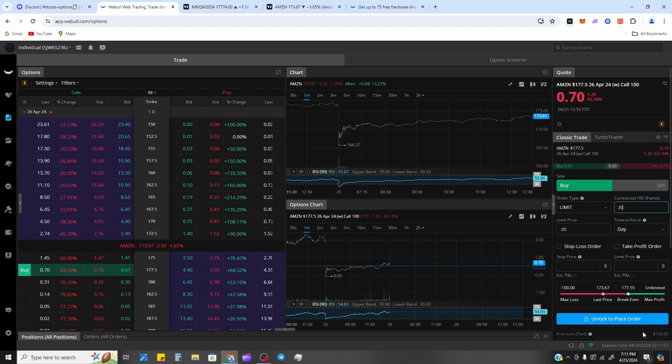20 times 5. So that premium paid is $100. Okay, so we put in $100. Now it ran all the way to 70, so we would put our take profit in at 0.70, $70. So we put in $100.